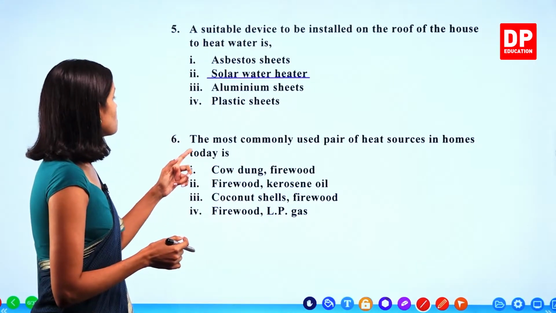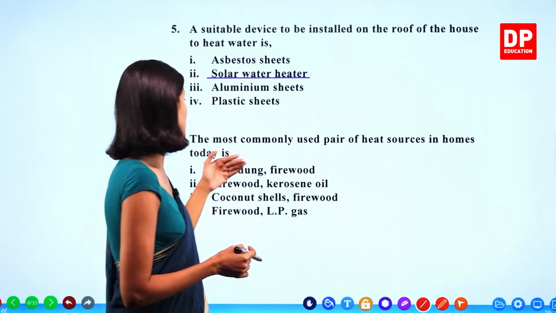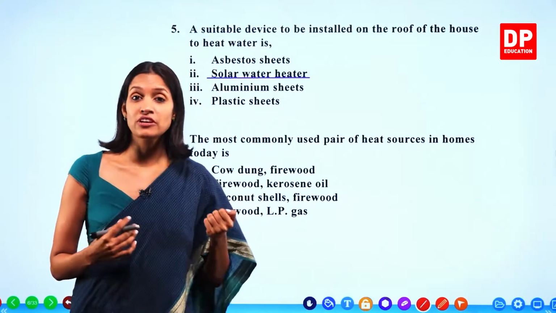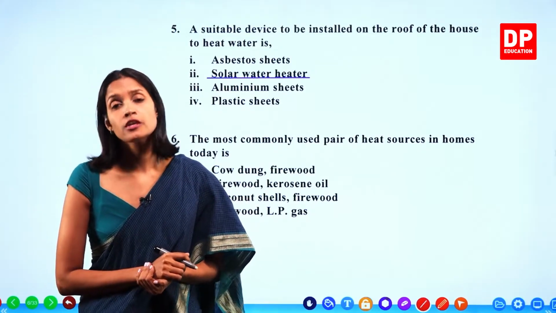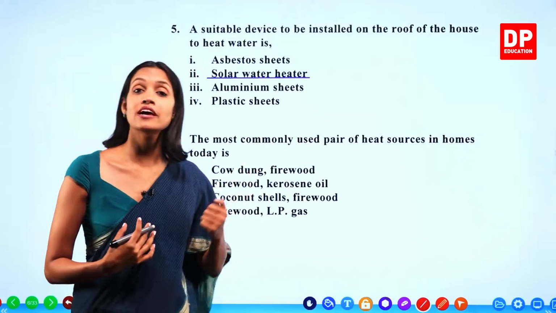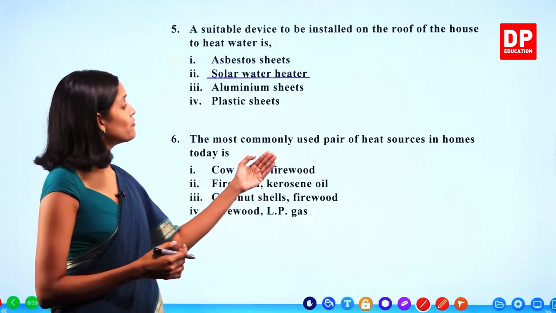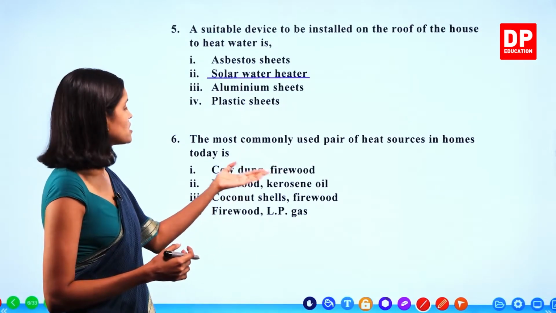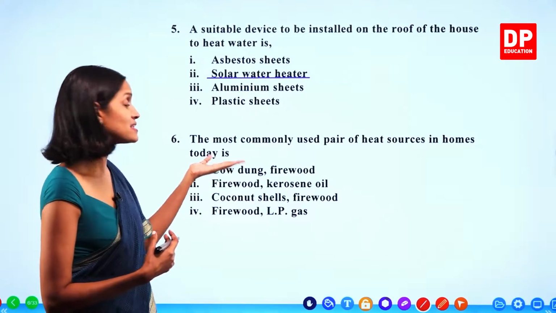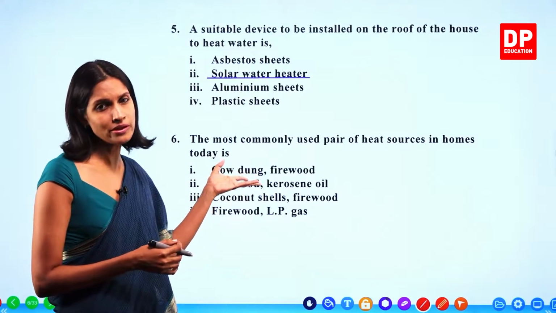Next one. The most commonly used pair of heat sources in homes today is. Now we all know that at home we use different sources of heat, especially to cook food. Right? So what are the main sources of heat that we use, children? We'll go through them. Cow dung, firewood. Firewood is still used in some houses, but cow dung, in some countries, is used as a source of heat because dried cow dung can be burned and obtain heat. But this is not a very commonly used method, right?